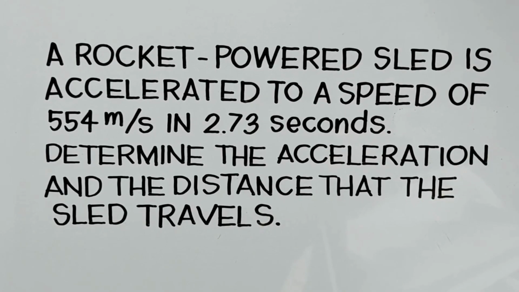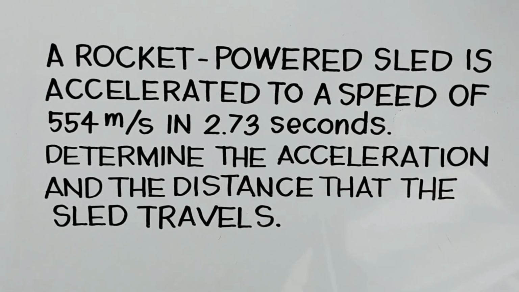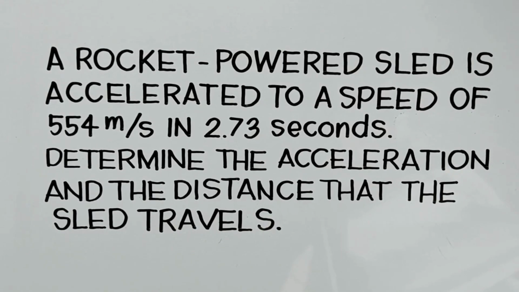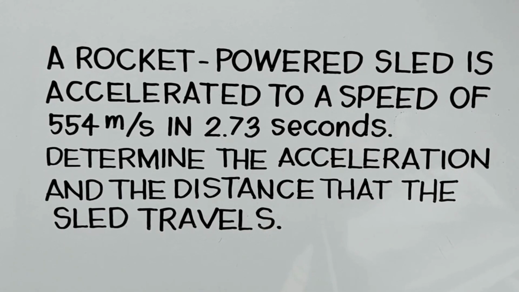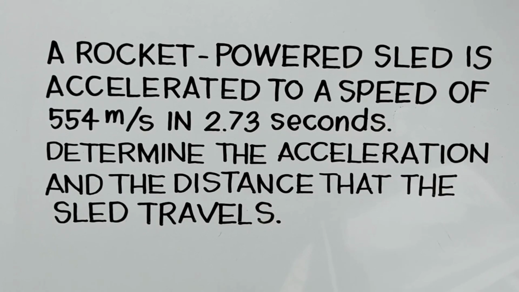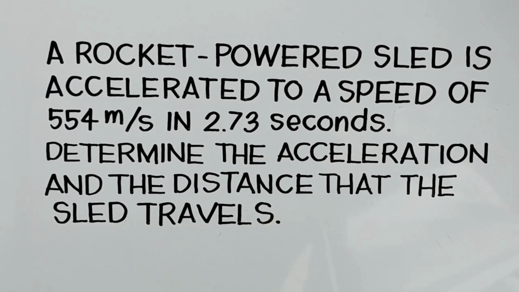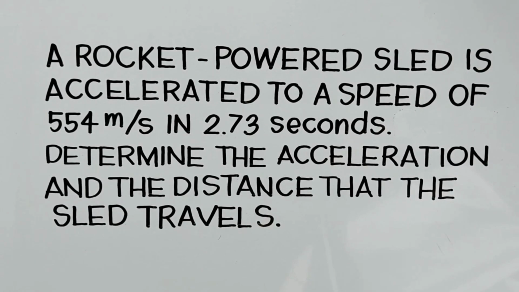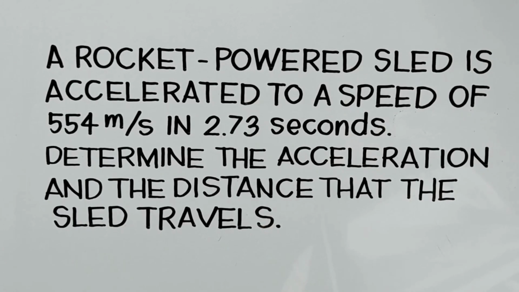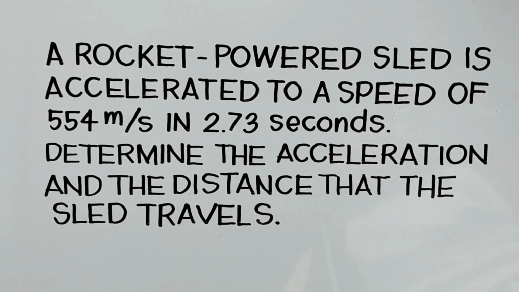For our third problem, a rocket-powered sled is accelerated to a speed of 554 meters per second in 2.73 seconds. Determine the acceleration and the distance that the sled travels. Before solving the problem, you should first know what rocket-powered sleds are. These are sleds that are used to test the human response to acceleration.